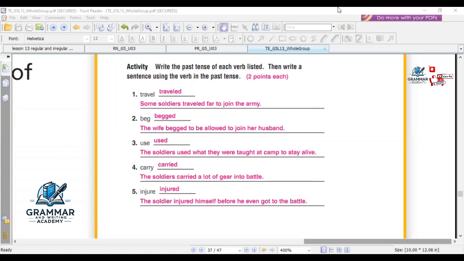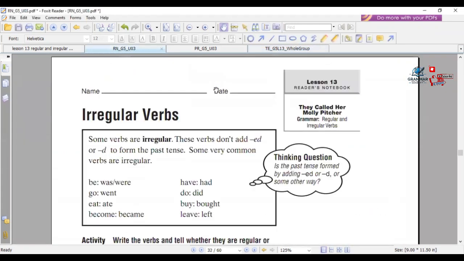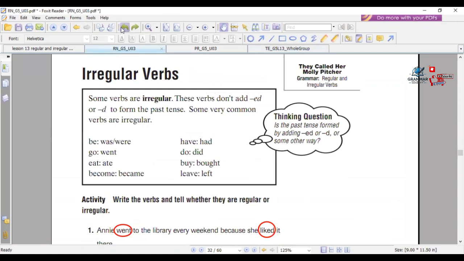Okay, Jad? Yes, mister. We learned right now about the regular verbs. We will move to the irregular verbs. Read for us, please. Irregular verbs. Some verbs are irregular. These verbs don't add ed or d to form the past tense. Some very common verbs are irregular. Be, was, were. Go, went. Eat, ate. Become, became. Have, had. Do, did. Buy, bought. Leave, left. Thank you so much.